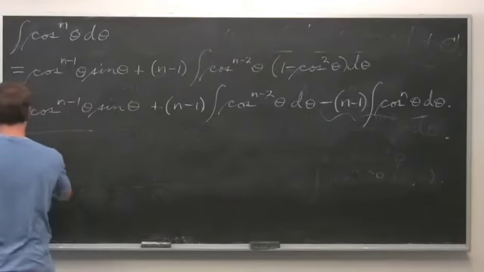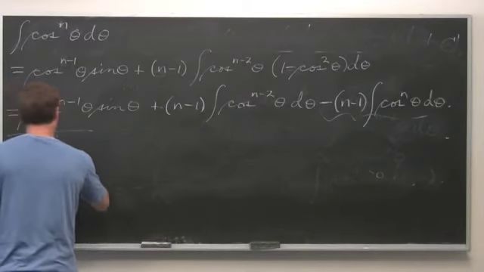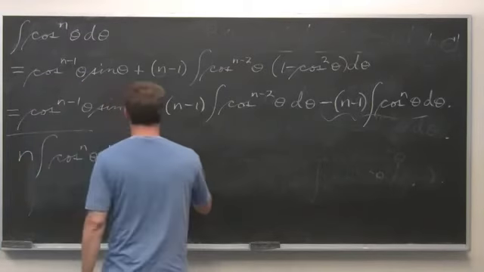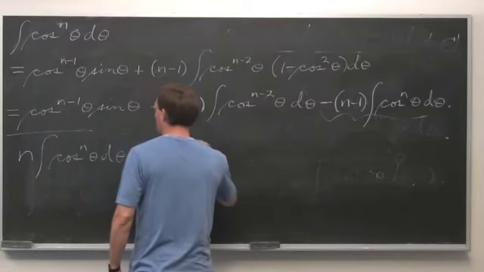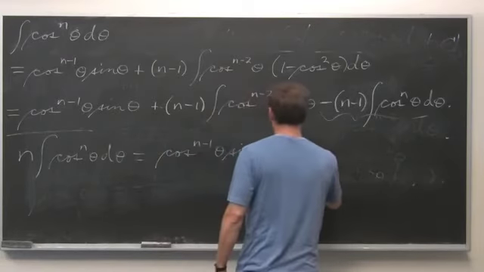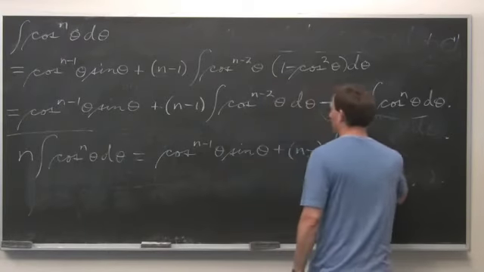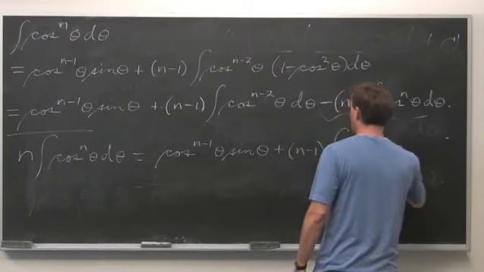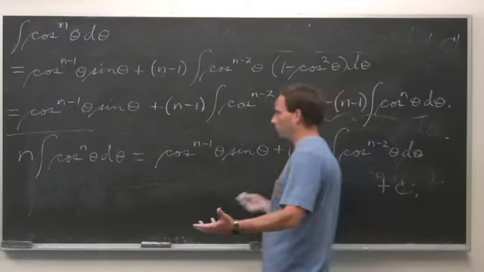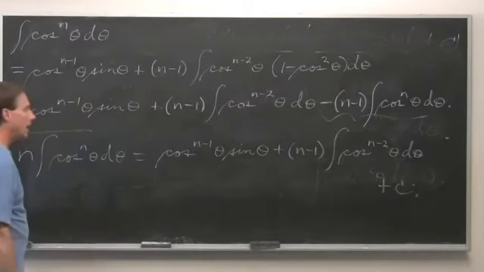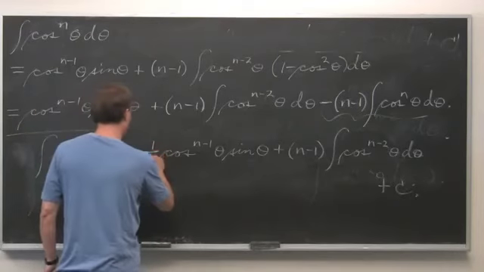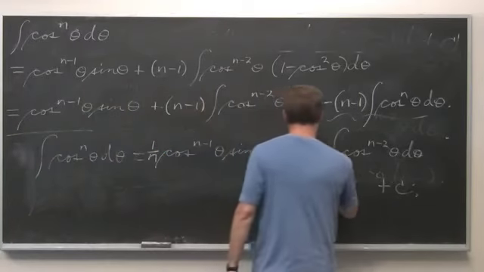So you end up with, after you add that to both sides, n times the integral of cosine n theta d theta equals this other part, cosine to the n minus 1 theta sine theta plus n minus 1 times the integral of cosine raised to the n minus 2 theta d theta. We should put in a plus c that we lost when we removed the indefinite integral from that side. And then you divide both sides by n. Just divide, and you get the formula that I wrote on the board.